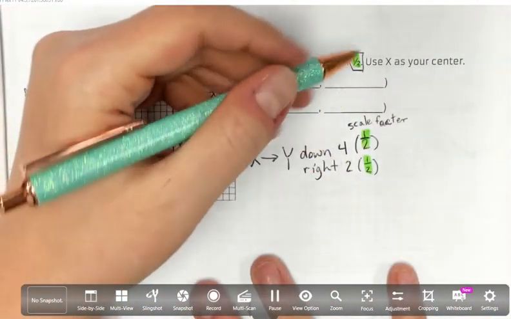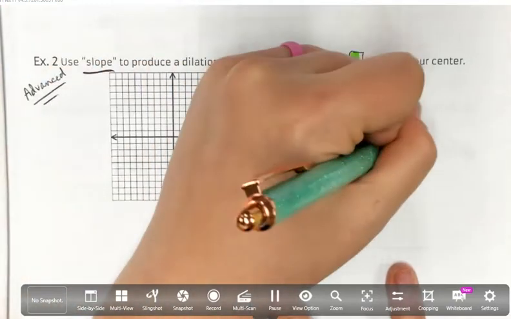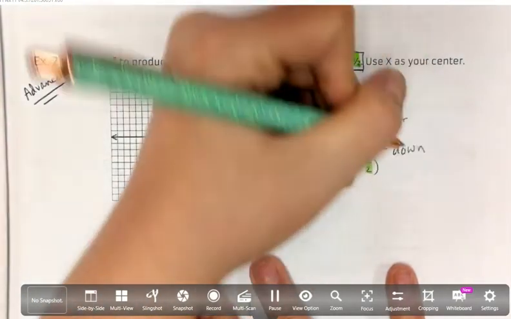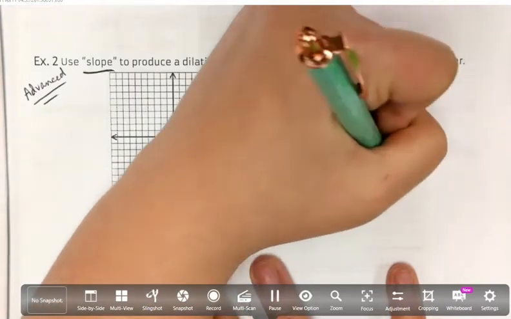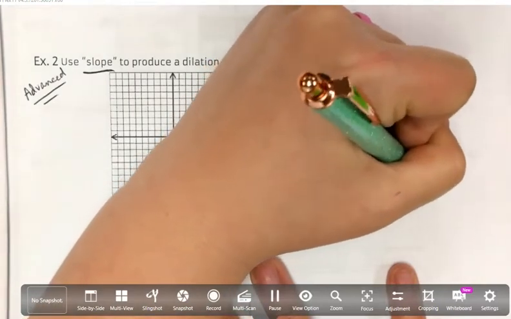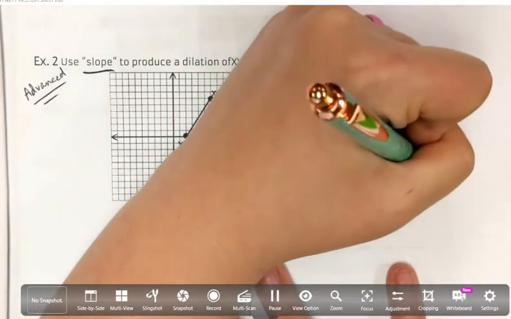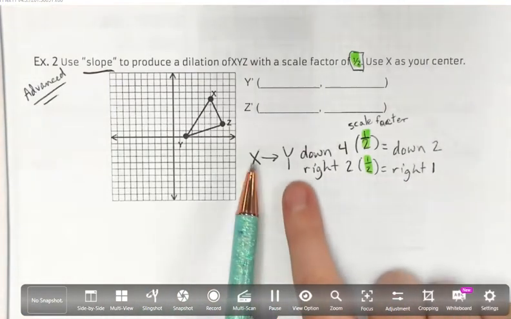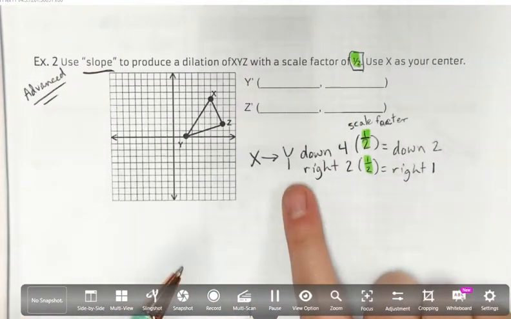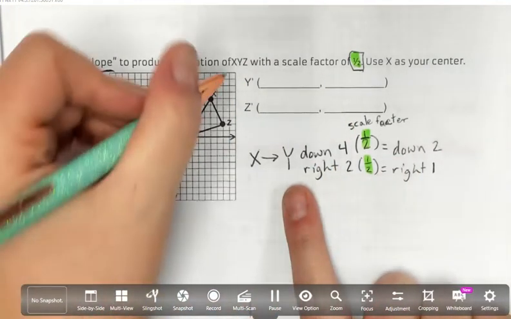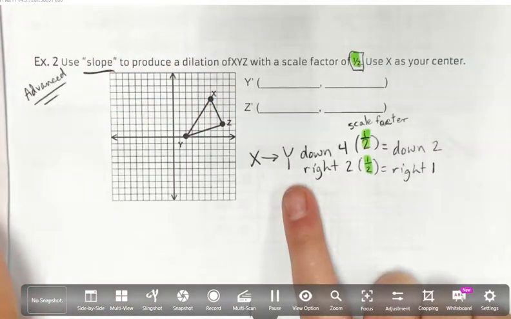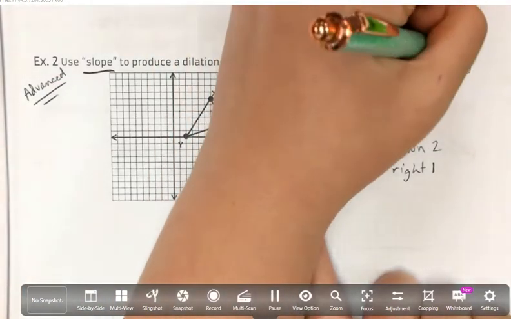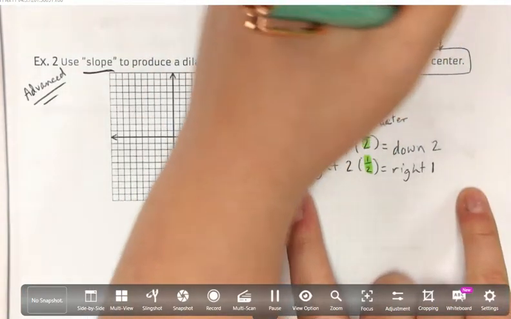So we go down 4 and right 2, but instead we are now going to go down 2 and right 1. All right, let's think about the change. So now from X to Y, so this answer, we now want to go down, starting at X, because X is going to be your center. My center means starting point.